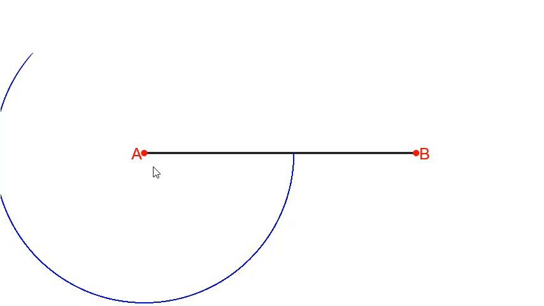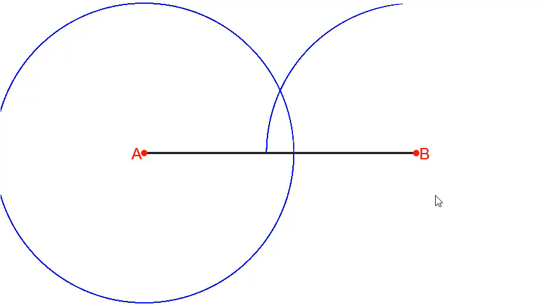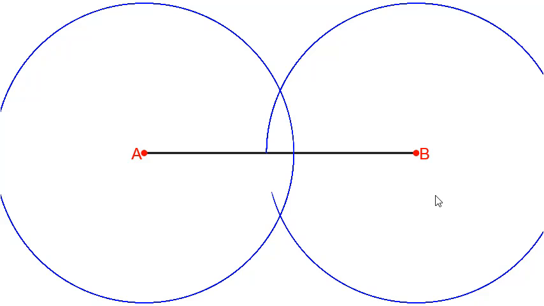So we'll draw the first circle centered around the point A. And now we'll draw another circle centered on the point B, which has the same radius as the circle we just drew around the point A. Okay, so we've drawn those two circles, and what we are going to do now is mark the points of intersection of these two circles.